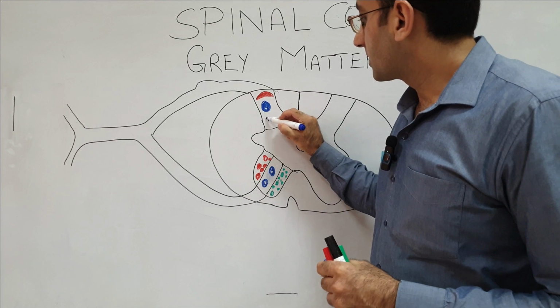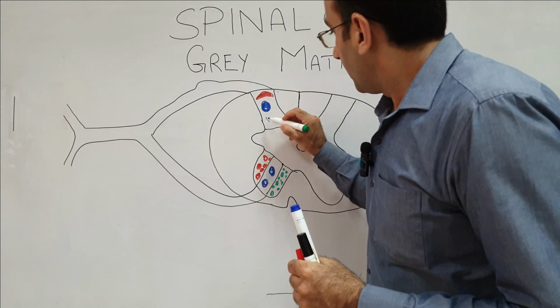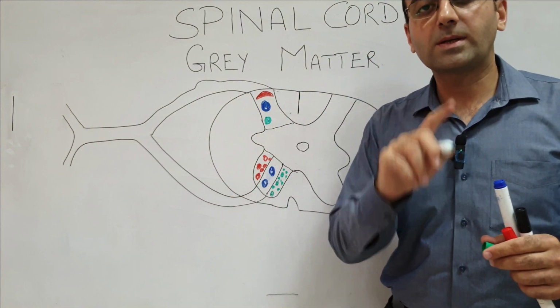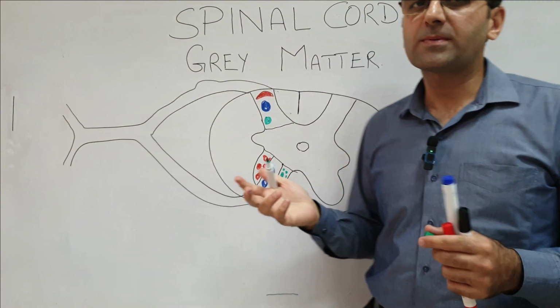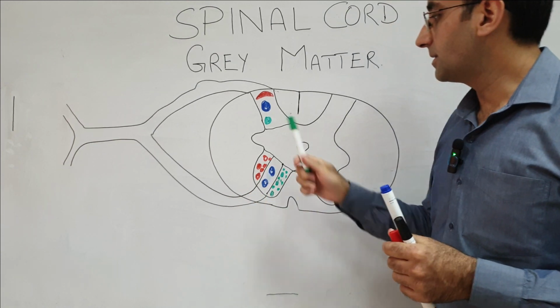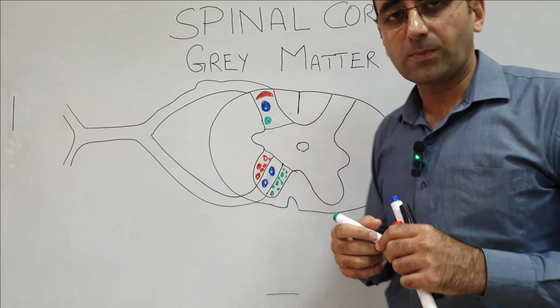Then comes the nucleus which is called Clark's nucleus, and this Clark's nucleus receives information of proprioception. Proprioception is basically the sensation of position of your body parts. So Clark's nucleus receives the sensation of proprioception.